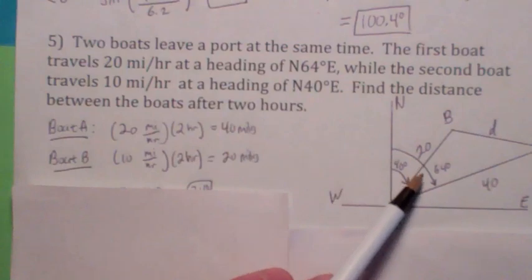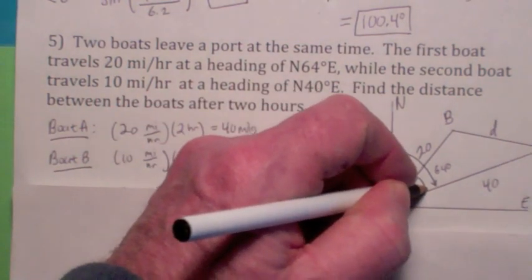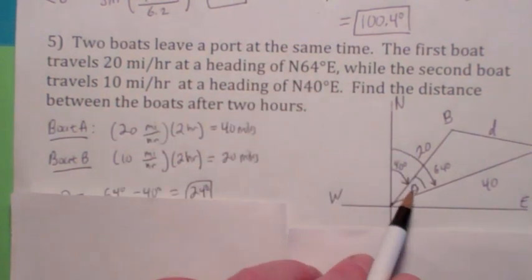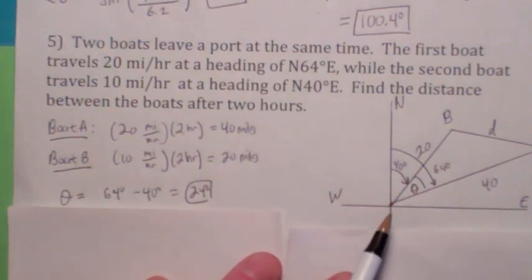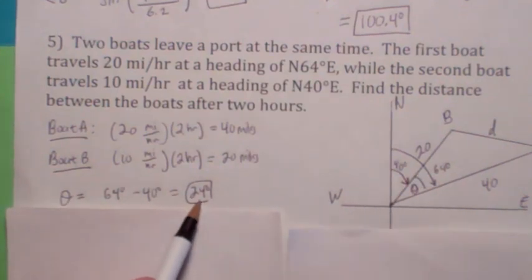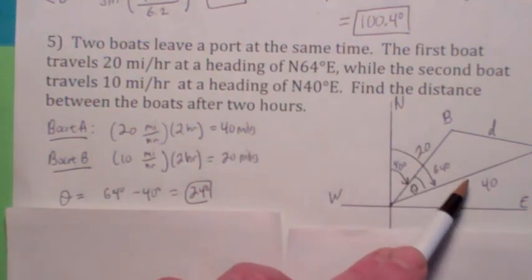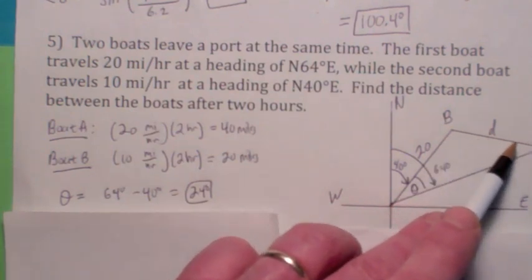So this is a classic law of cosines, isn't it? Where you have the angle that's between them. Can you figure out what the angle is? If you subtract 64 minus 40, you get 24. So this is 24 degrees, and you know these two sides, so you can find the distance between them. That's the length of this side.